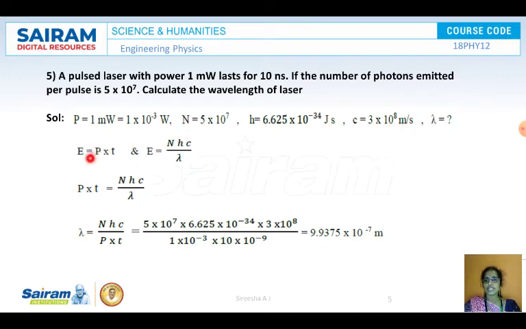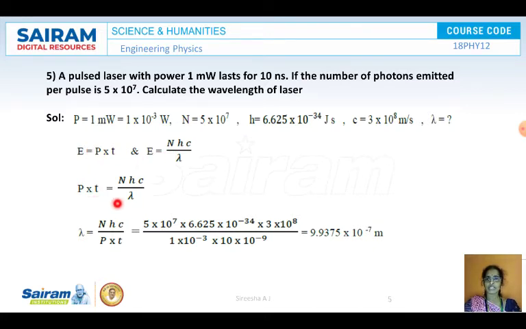Now we know that E is equal to power into time, and also we know that E is equal to H nu. Nu can be written as C by lambda. E is equal to N H nu, so we can write it as NHC by lambda. So both are expressions for E. We write it as P into T is equal to NHC by lambda. Since both are expressions of E, since LHS are the same, RHS also can be equated.